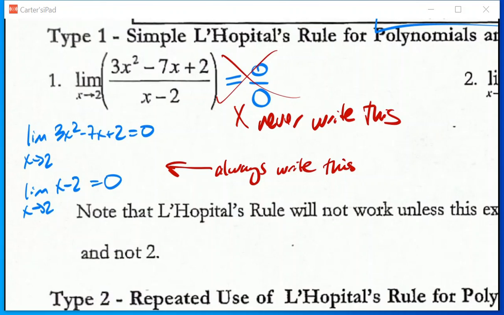If you prefer to factor this, go ahead and factor it. It will still work. Sometimes L'Hopital's rule is just a little bit faster. Sometimes what slows you down is going to be writing these two limit statements right here, because you do have to do this if you're going to use L'Hopital's rule.